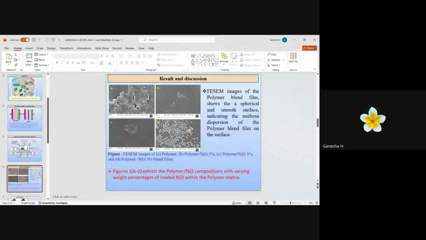Results and discussion. These are the FESEM images of polymer and polymer composite with nickel oxide at different nickel oxide loadings. FESEM images of the polymer blend film show a spherical and smooth surface, indicating the uniform dispersion of the polymer blend film surface. Then we add 1%, 3%, and 5% nickel oxide. Then it shows the presence of nickel oxide on the surface of the polymer.